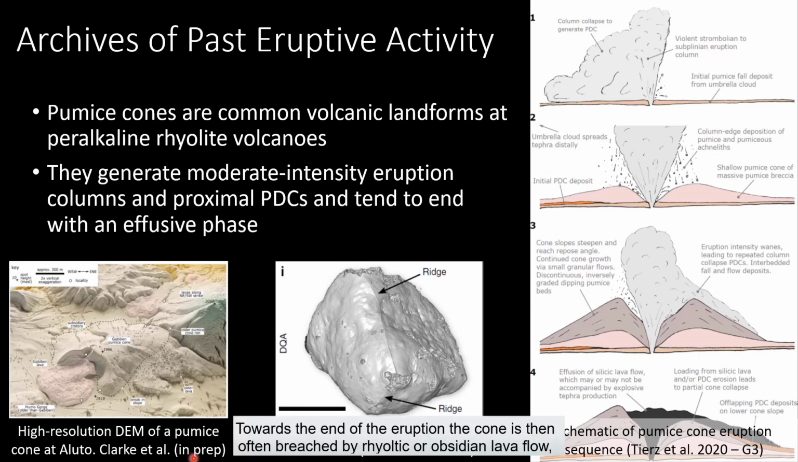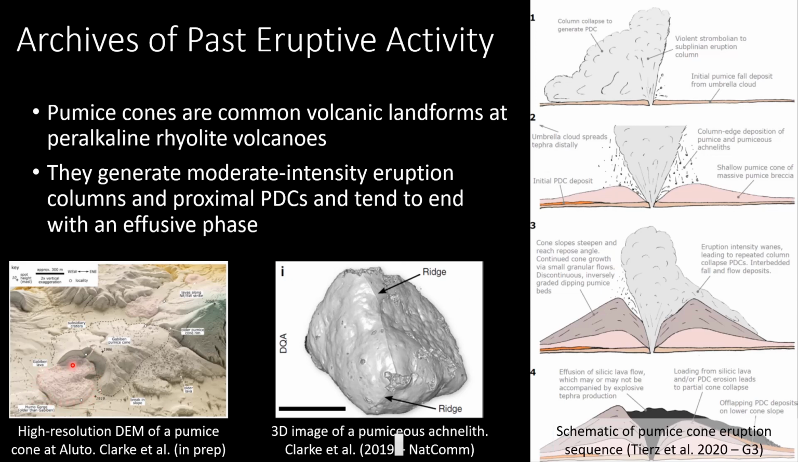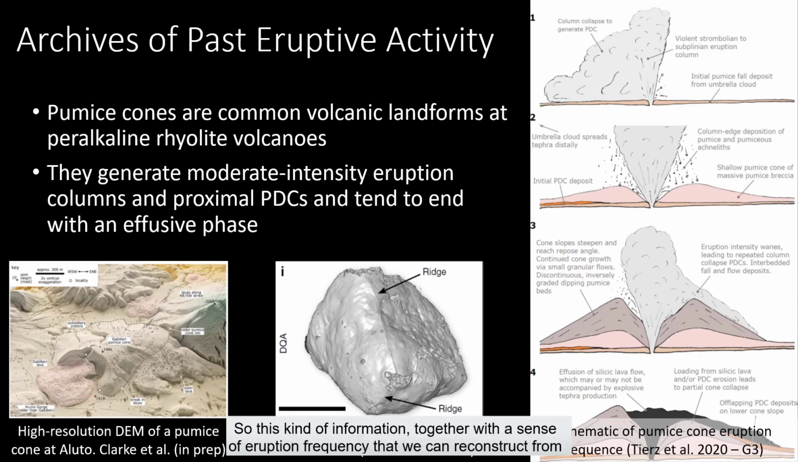Towards the end of the eruption, the cone is then often breached by a rhyolitic or obsidian lava flow, as you can also see from this high-resolution DEM. So the rhyolite flow is indicated in pink. So this kind of information, together with a sense of eruption frequency that we can reconstruct from terrestrial and lacustrine sequences, has recently been integrated into a probabilistic event tree model for Aluto volcano, which is the first of its kind in East Africa.